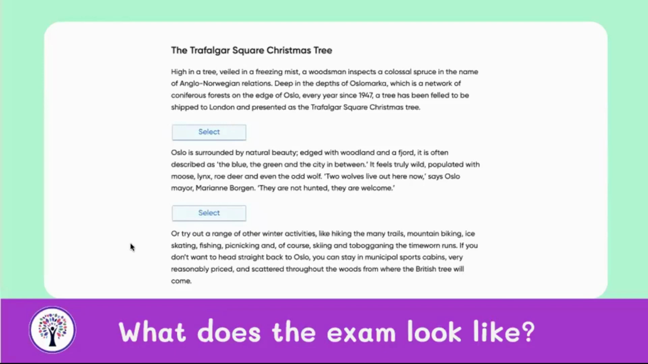So let's have a little look if there is anything that's going to refer us forwards or backwards. Oslo is surrounded by natural beauty. So here we're talking about Oslo, and here too, everybody. So it's likely that this missing paragraph is also going to be talking about Norway or Oslo, or it might be connecting Trafalgar Square and the Christmas tree too.